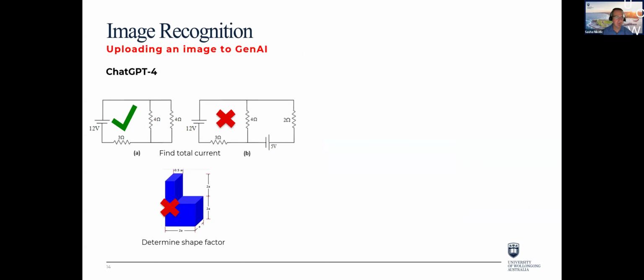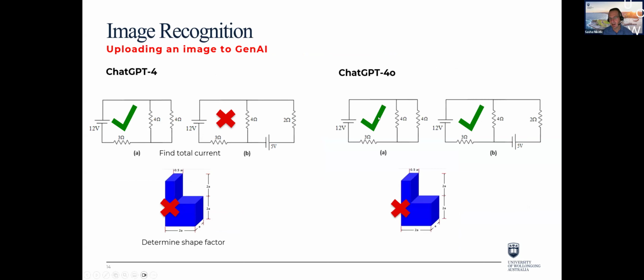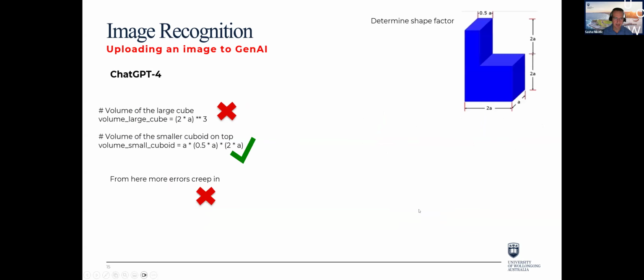Now, I want to give an example of what it's like using image recognition. So when we uploaded this circuit here to find the current, it was able to do it. This circuit here, it wasn't able to. Same with this determining the shape factor. However, recently, ChatGPT moved to 4.0 and we were able to do some quick analysis. And again, it got this correct. Now it was able to upload, analyze, and get this circuit correct. This one here, it struggled with still.